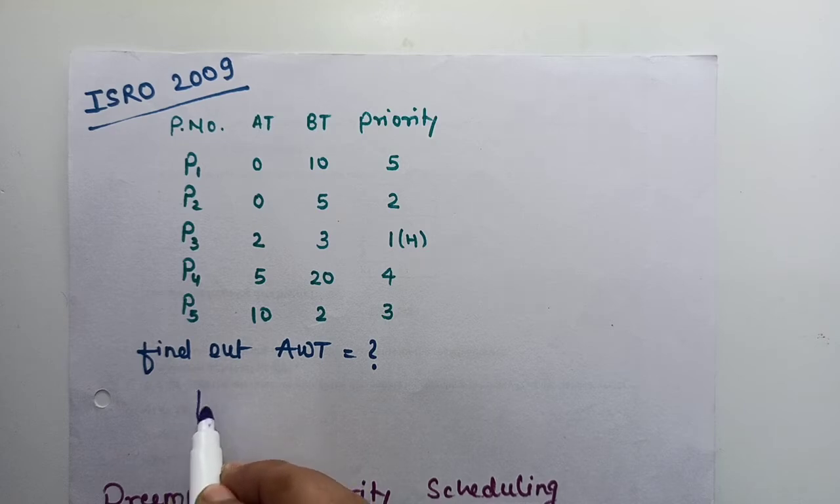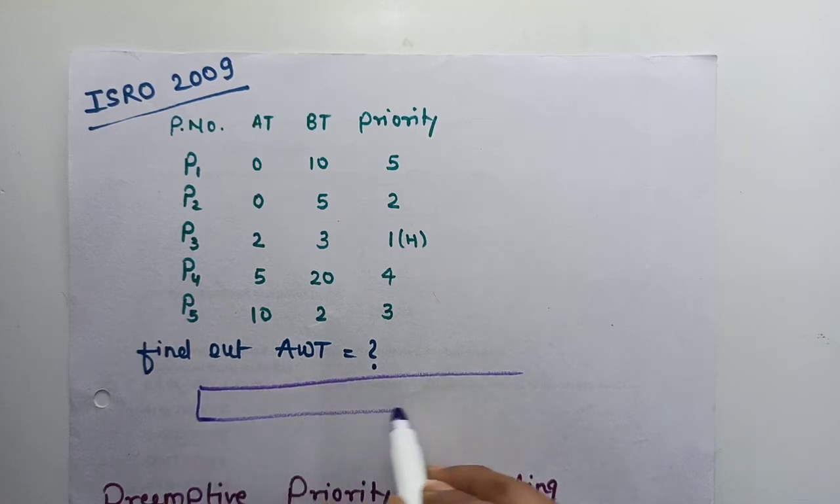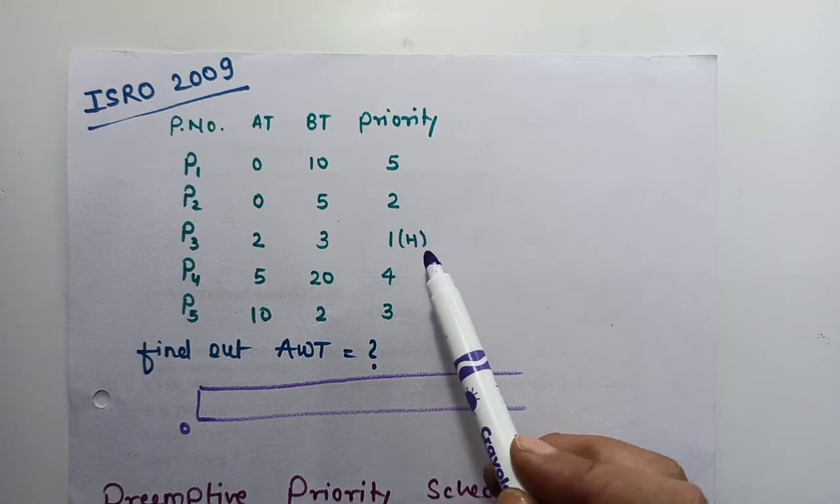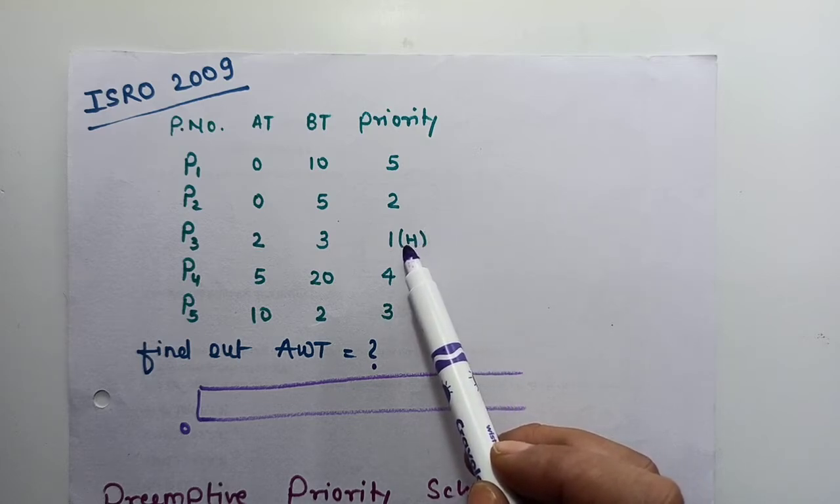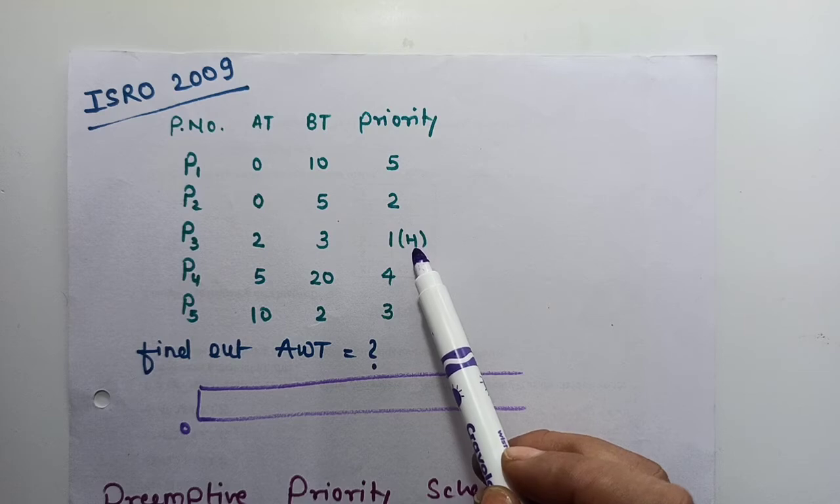So let's first schedule it in the Gantt chart. At time 0 we have two processes, process P1 and P2. Here also, see, the process which is having the lower number is given the highest priority.